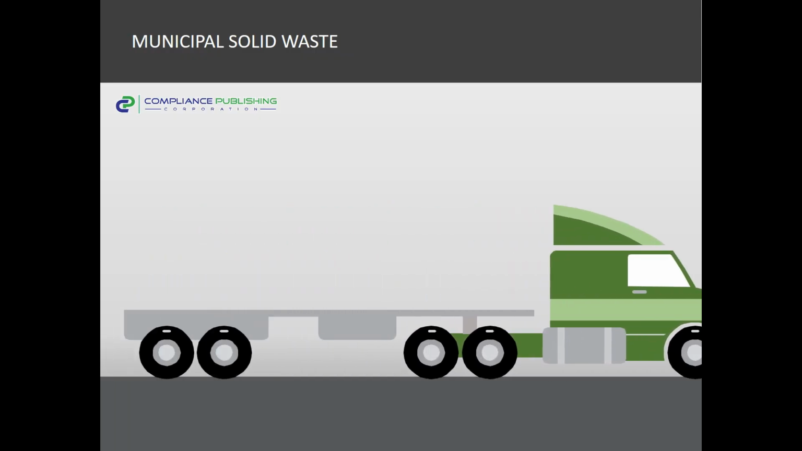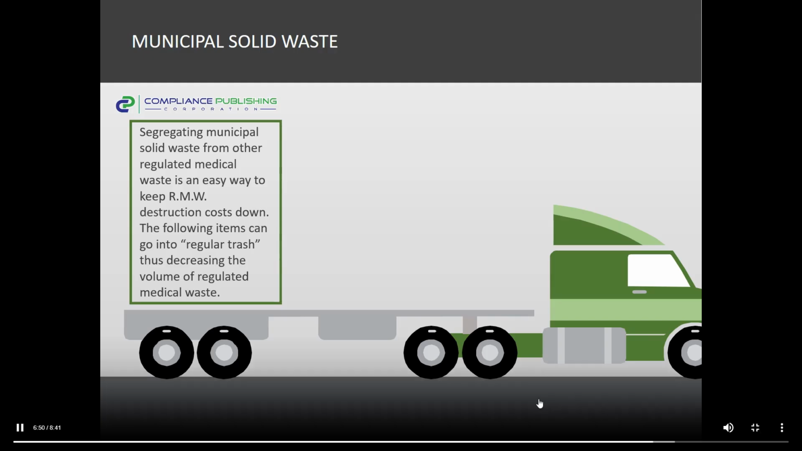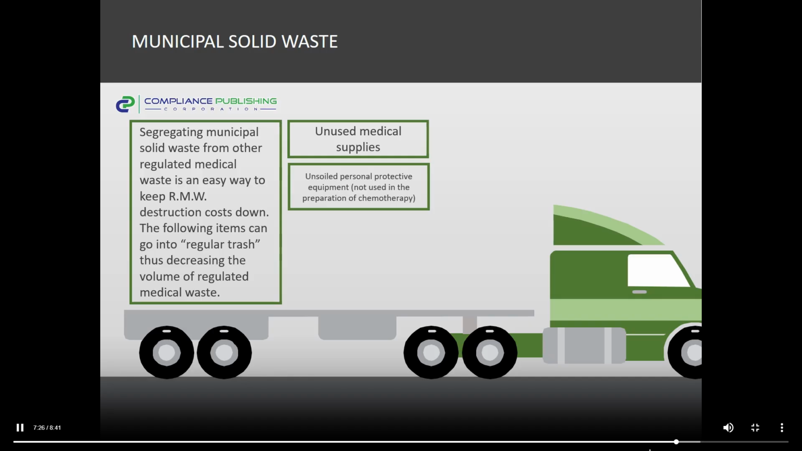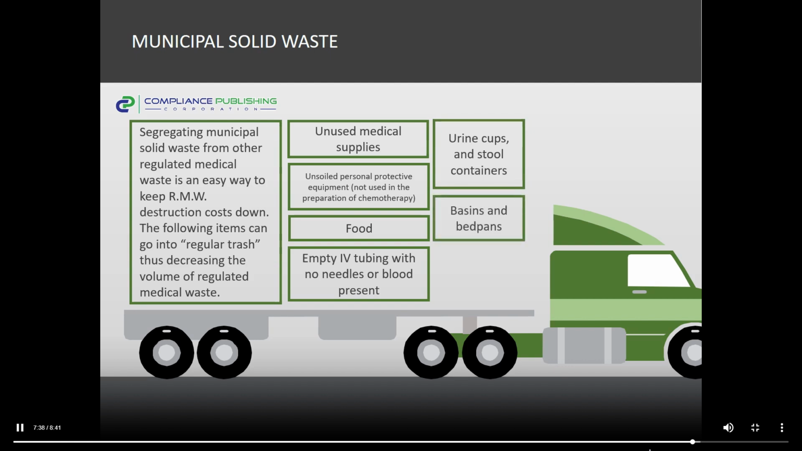Municipal solid waste. Segregating municipal solid waste from other regulated medical waste is an easy way to keep waste destruction costs down. The following items can go into municipal solid waste or regular trash, thus decreasing the volume of regulated medical waste. Unused medical supplies, unsoiled personal protective equipment, food, empty IV tubing with no needles or blood present, urine cups and stool containers, basins and bedpans, paper and plastic wrappers.